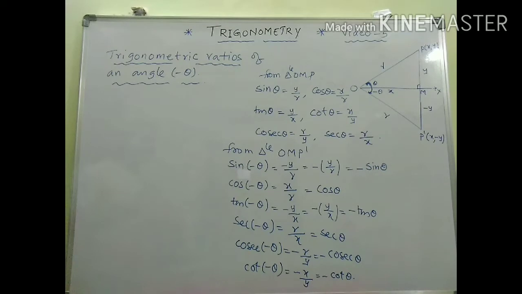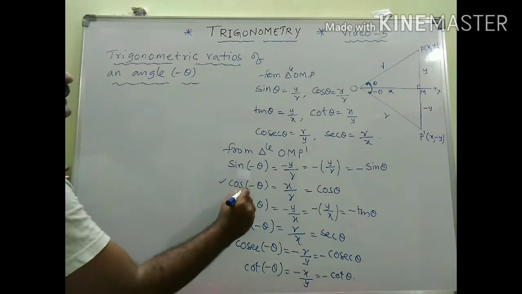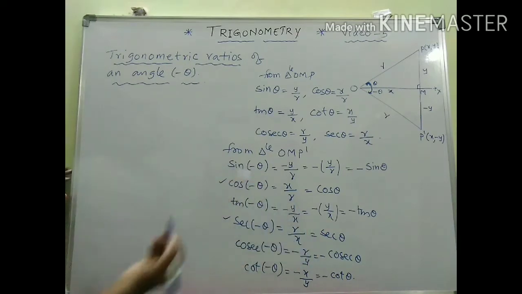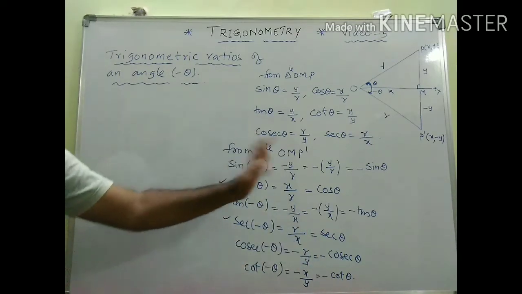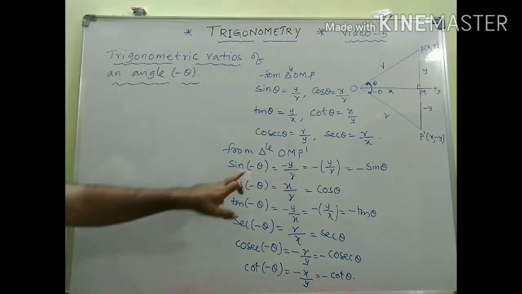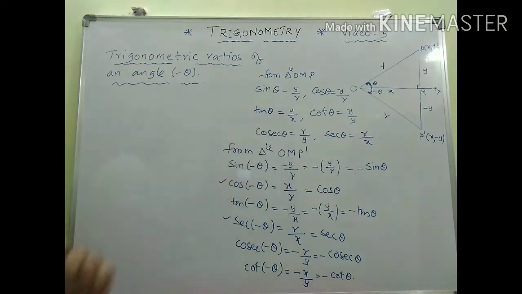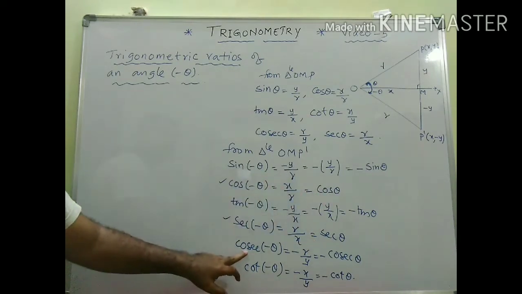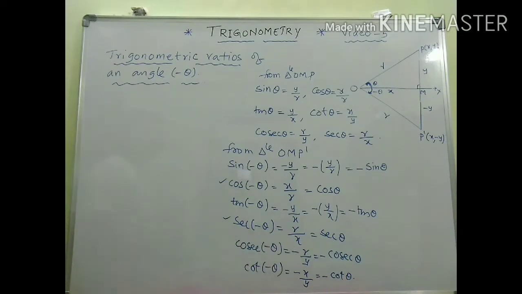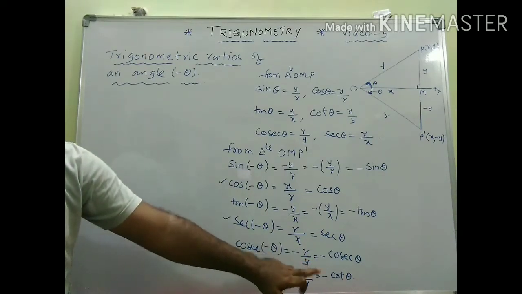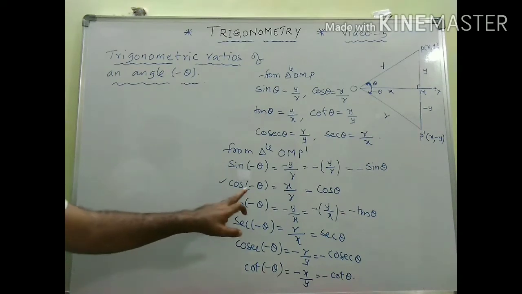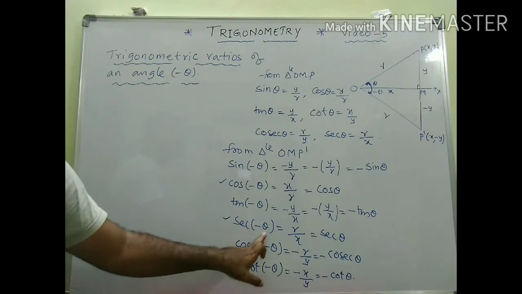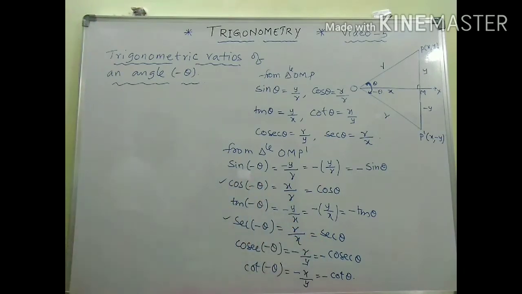If you observe carefully, cos of minus theta is positive cos theta. Even secant of minus theta is positive secant theta. And the rest of all others are minus. Sine of minus theta is equal to minus sine theta. Tan of minus theta is minus tan theta. Cosecant of minus theta is minus cosecant theta. Even cot of minus theta is also minus cot theta. Only cos of minus theta is plus cos theta, and secant of minus theta is also plus secant theta.